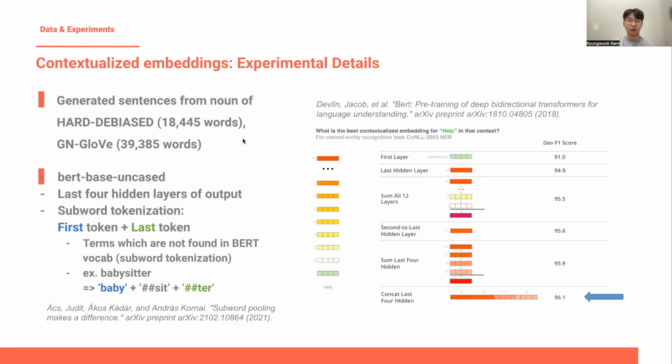Here are our experimental details. Word2Vec and GloVe were used for getting noun words, and for getting encodings from the BERT hidden layers, we used the last 4 hidden layers that have shown the highest F1 score of reflecting contextual information. Also, since BERT uses subword tokenization and possibly divides a single word into multiple tokens, subword pooling using the first and last token of the corresponding subwords was applied according to this paper.